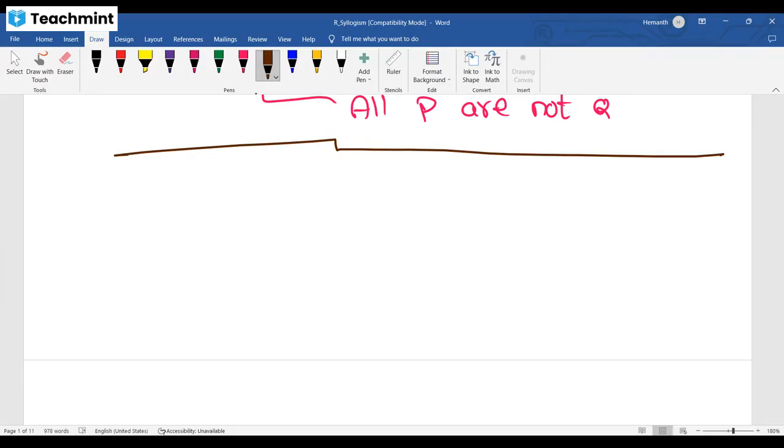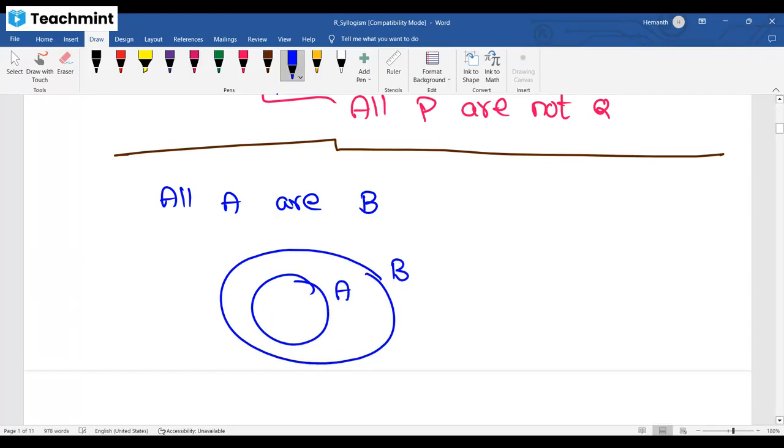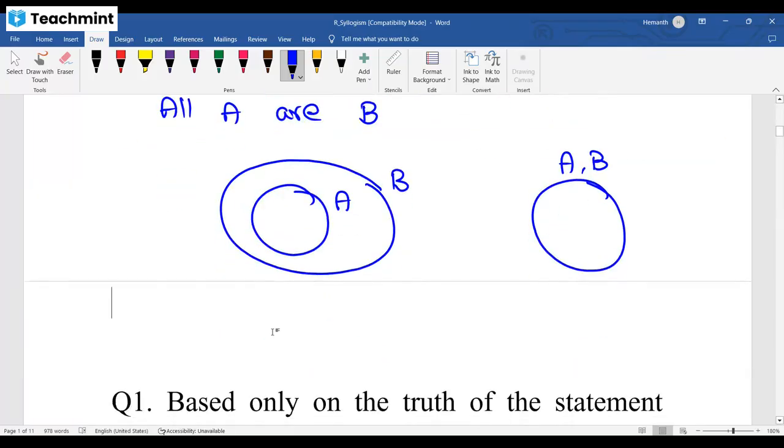What is diagram representation, sir? Whenever all A are B is given, let's say there is a statement like all A are B, then immediately your mind should think about this diagram. Entire A is in B. Or else this diagram also, A is B. Entire A is in B. So these two diagrams should come into your mind. When you mention all A are B, either first one or second one, both of these diagrams should come into your mind. All A are B, entire A is in B. A and B are connected, right? Next one, similarly for each statement we will work on it.